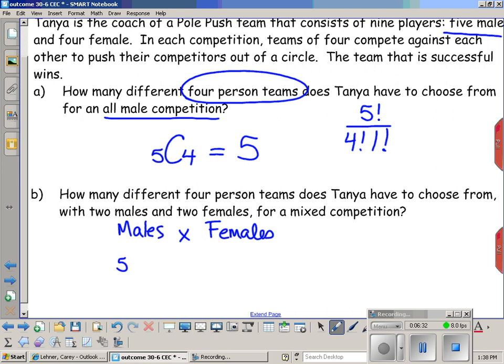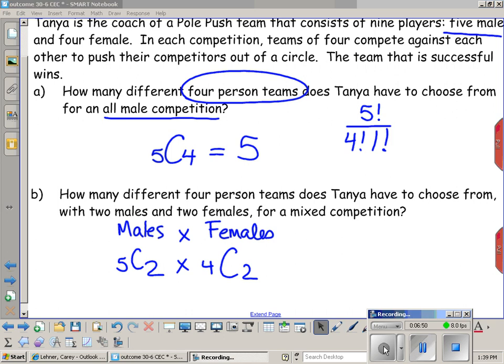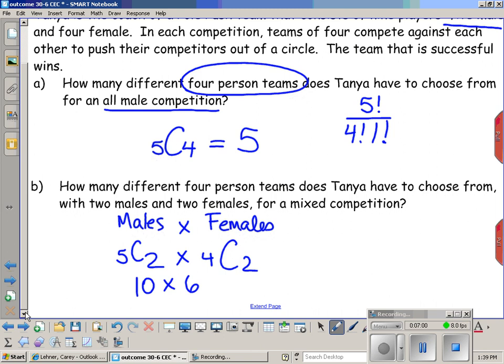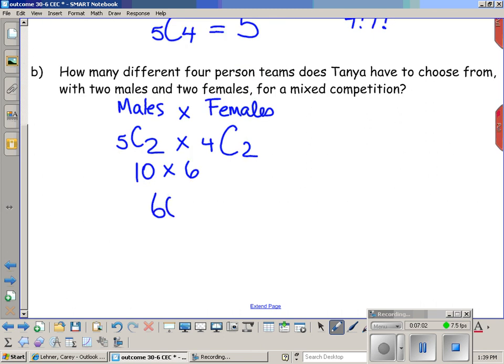There are 5 males to choose from, and we want 2 of them. There are 4 females to choose from, and we want 2 of them. So what we have now, 5C2 is 10, 4C2 is 6, so 10 times 6 is 60. So there are 60 different ways that Tanya could choose these teams.